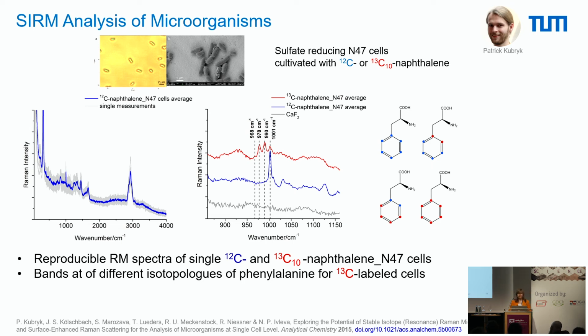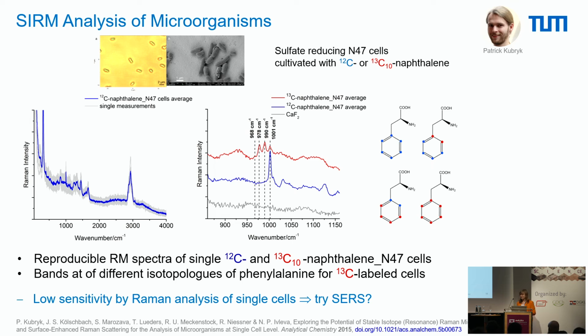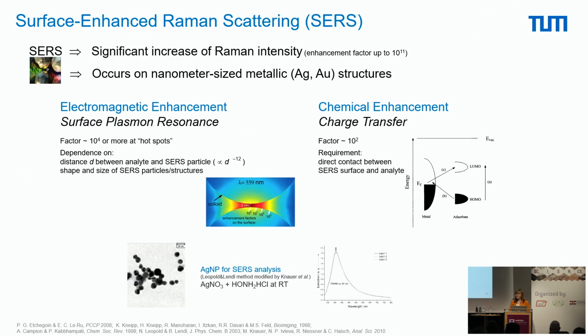So it means that we cannot just say that some bacteria are labeled, some not. We can get detailed information on the chemical composition and stable isotope distribution in the biomass. But all of these gray spectra, single spectra, were measured for more than 10 seconds. And it means that it's a really time-consuming analysis. And to increase the sensitivity of this method, the solution was obvious: we apply surface-enhanced Raman scattering.